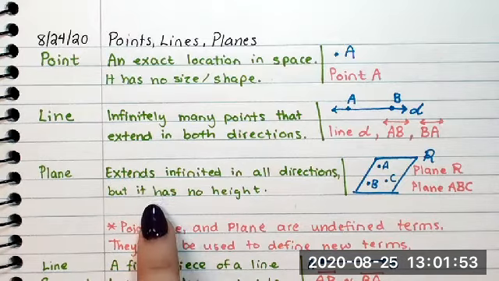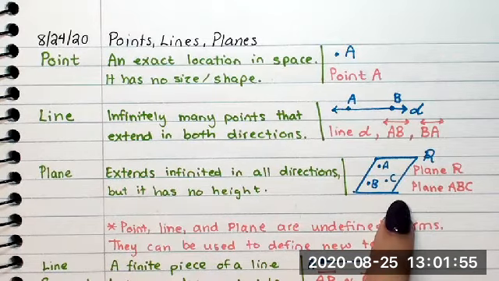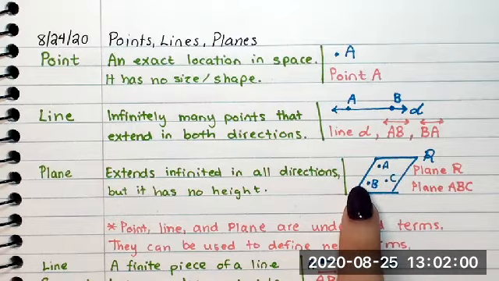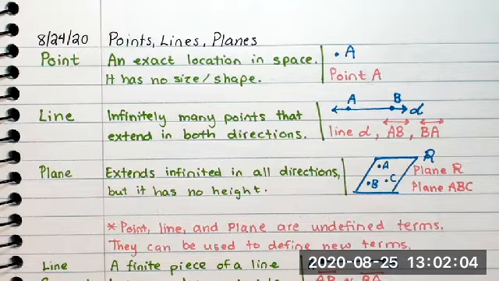Similarly, for a plane, this one is drawn using a parallelogram with at least 3 points on the inside and an uppercase curly letter that you can use to name it. And you can name it using any 3 points in any order.